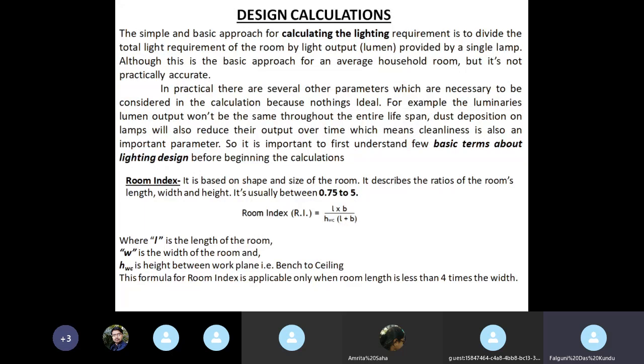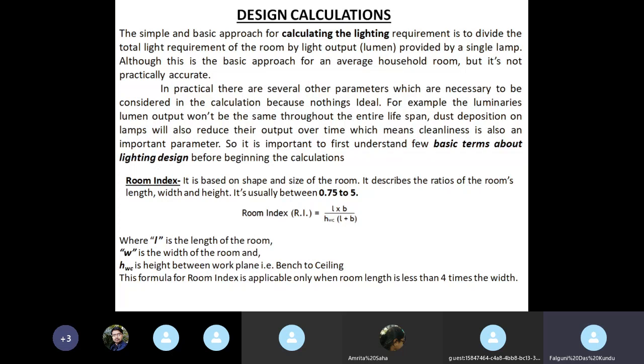Lighting design factors before beginning calculations. So the first point is the room index or RI. It is based on the shape and size of the room, and it describes the ratio of the room's length, width and height, and it's usually between 0.75 to 5.